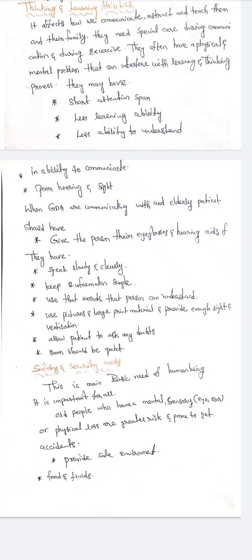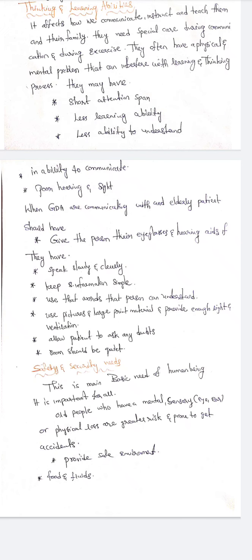So we have to provide eyeglasses. Almost all old age people have eyeglasses because of less eye vision. We have to provide eyeglasses for them. And hearing aids, if they have any hearing problem and cannot hear, at that time we have to give hearing aids. We have to provide them for proper hearing.